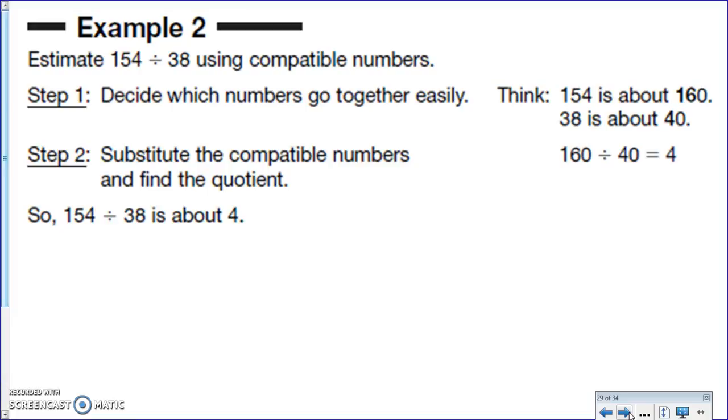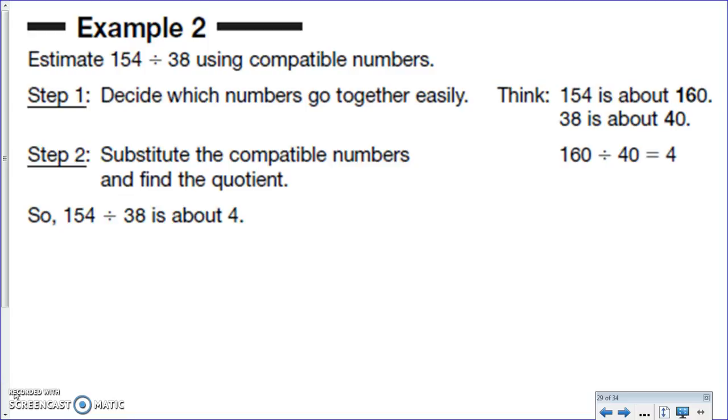So step 2, where you substitute the compatible numbers, then you find the quotient. So 154 divided by 38 is about 4. So addition, subtraction, multiplication, you can use rounding to estimate. Division, you have to use compatible numbers.